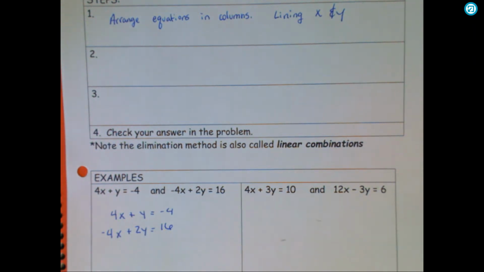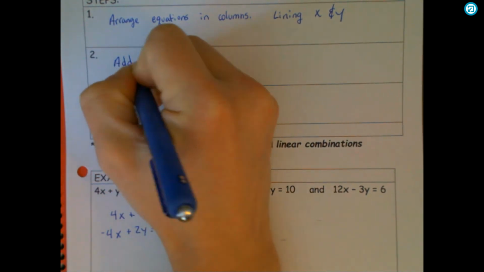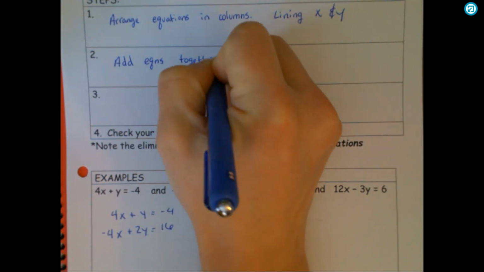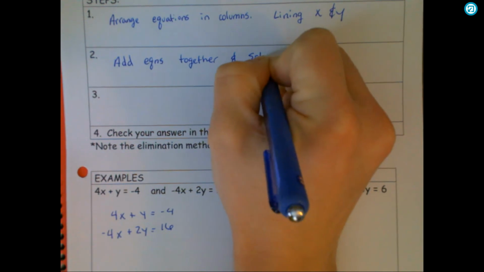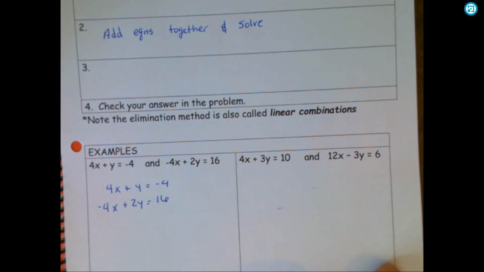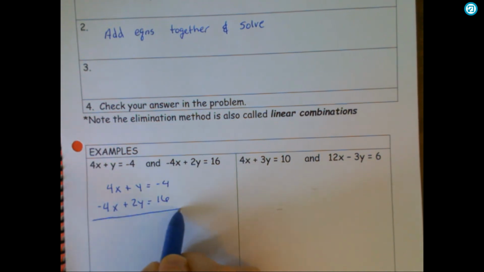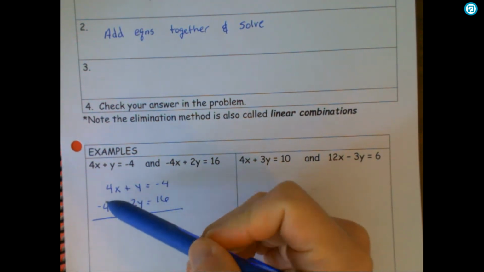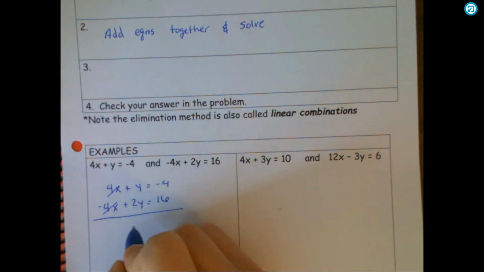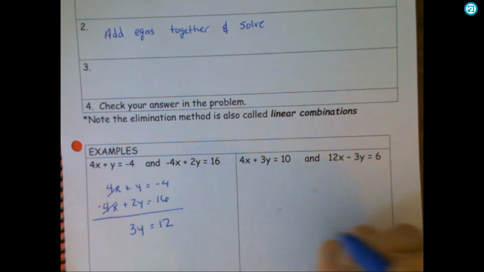Number 2, you're going to add the equations together and solve. When you add these equations together, at least one of the letters should go away. On this one, if I add the 2 of them together, going straight up and down, 4x plus negative 4x goes away. It just gives me 0. My y's, y and 2y gives me 3y. My numbers, negative 4 and 16, give me 12.